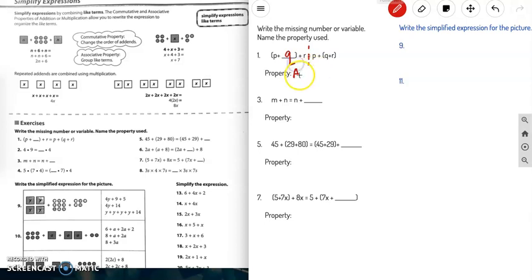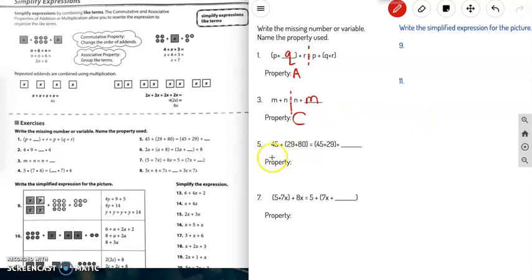The associative property tells us that the order of the groups does not really matter. Okay, number 3: m plus n equals n plus blank. Right away we can tell that this is the commutative property because you're just changing the order of the addends. Again, with the wall at the equal sign, m plus n is n plus m.